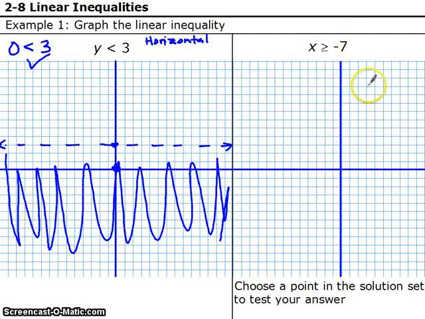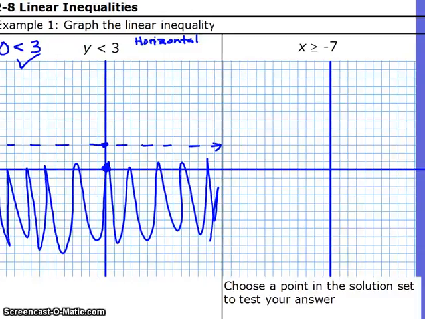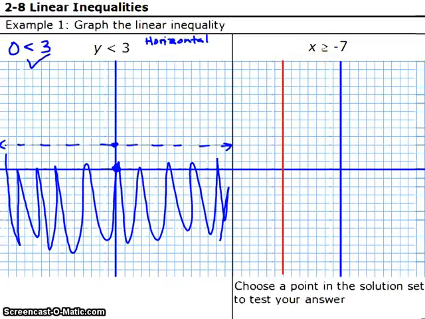All right, x is greater than or equal to negative 7. All right, so it's going to be a solid line through negative 7. All right, so 1, 2, 3, 4, 5, 6, 7, right there. Let's do a little bit thicker line. All right, draw my arrows on that.